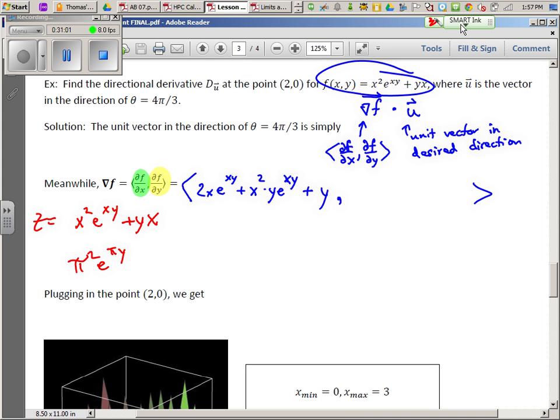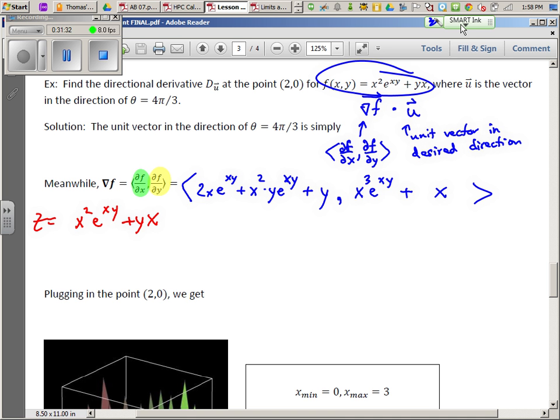Right? We're d-dy-ing this now. So this would be pi cubed e to the pi y. So it's x cubed e to the xy, plus, and then just simply x, because we're treating x as a number, and it's sort of a slope on that y. So hopefully you're comfortable with that. But that's your grad f vector.